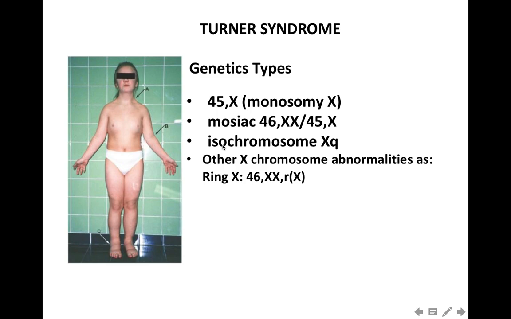Also, we can have one of the two X chromosomes having a structural abnormality, such as isochromosome of the long arm of X chromosome, or there may be a deletion in one of the X chromosomes, and it appears as the ring chromosome, ring X.